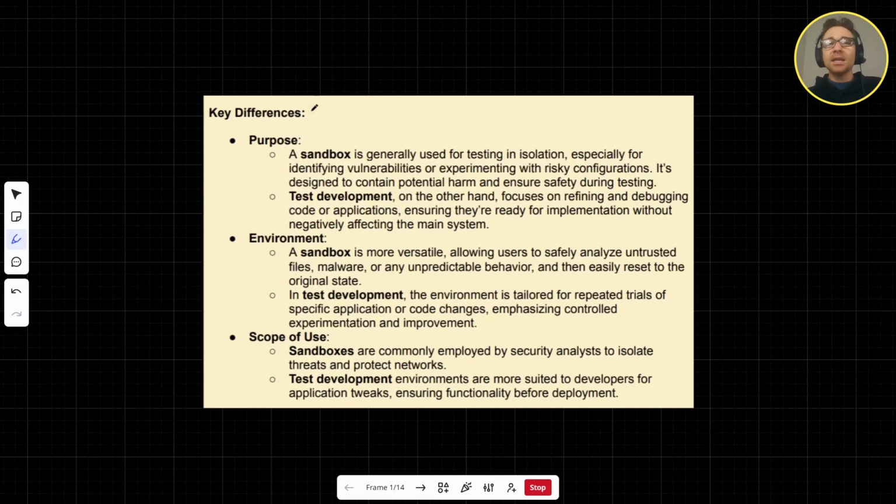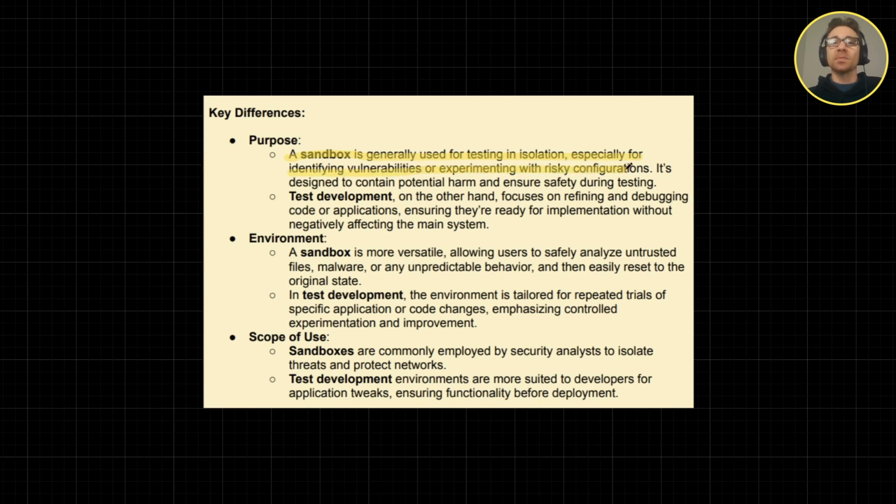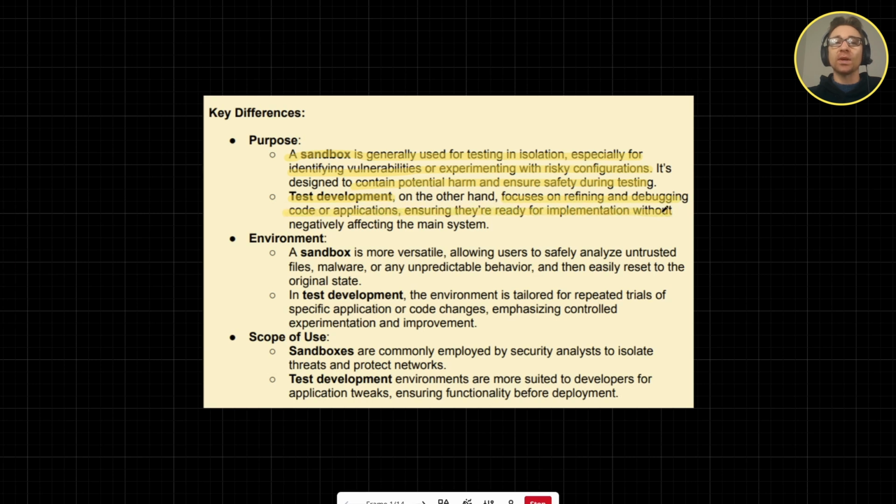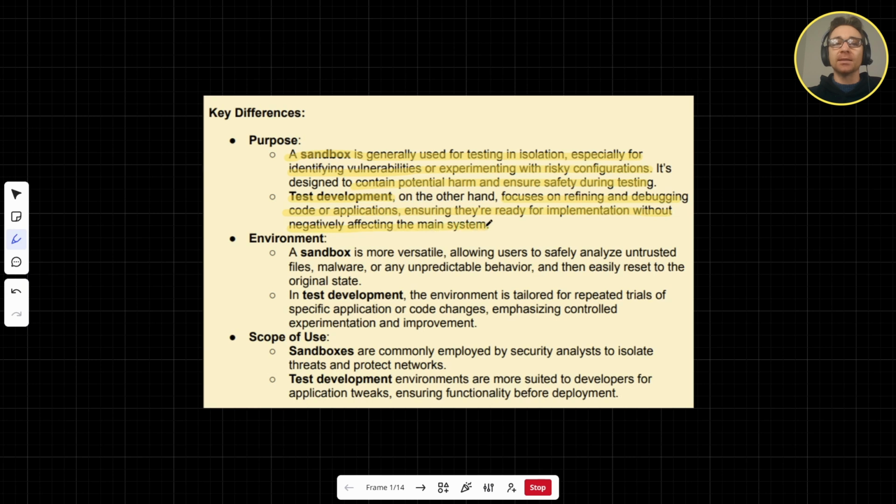So the key differences here, to make it really pinpoint clear: a sandbox is generally used for testing in isolation, especially for identifying vulnerabilities or experimenting with risky configurations, specifically like malware, right? So it's designed to contain potential harm and ensure safety during testing. However, test development focuses on refining and debugging code or applications, ensuring they're ready for implementation without negatively affecting the main system, right? That's kind of the key distinction between the two.